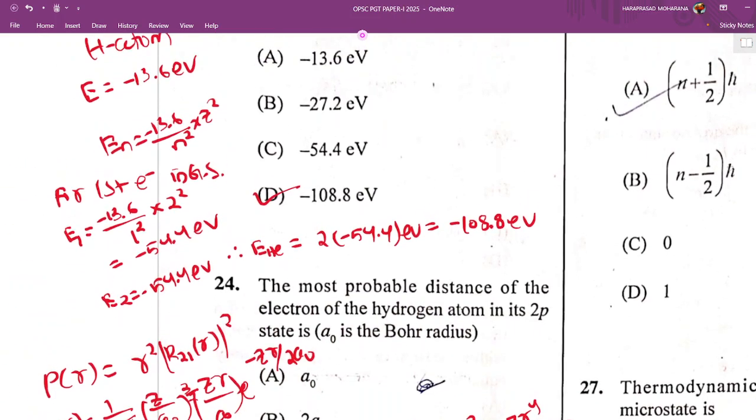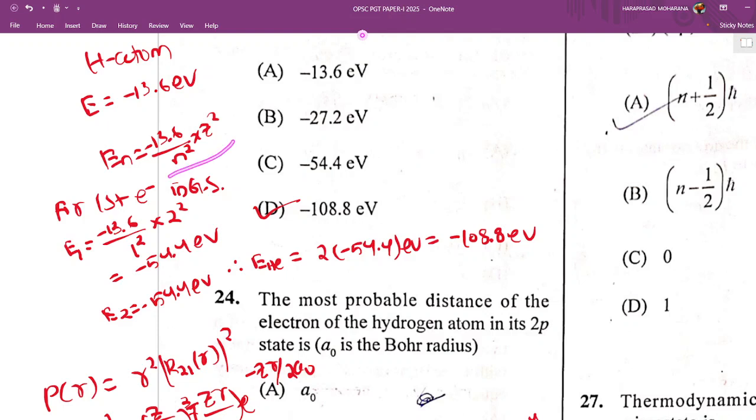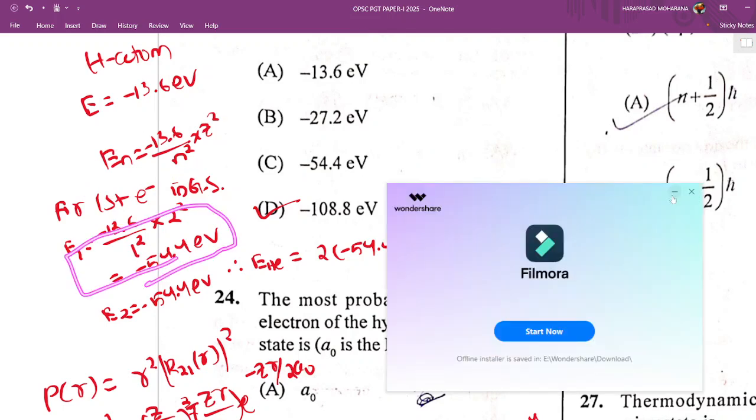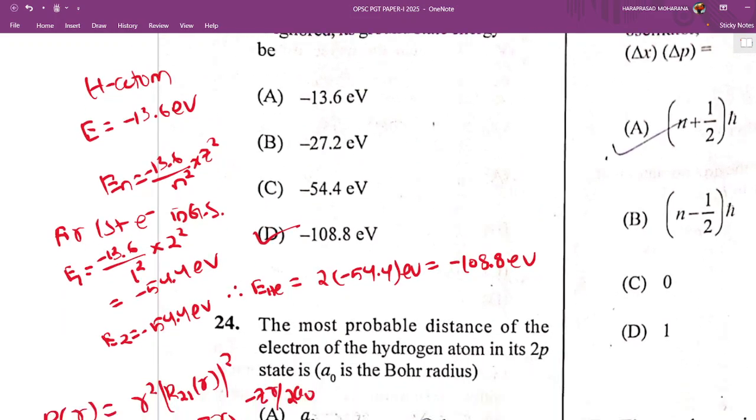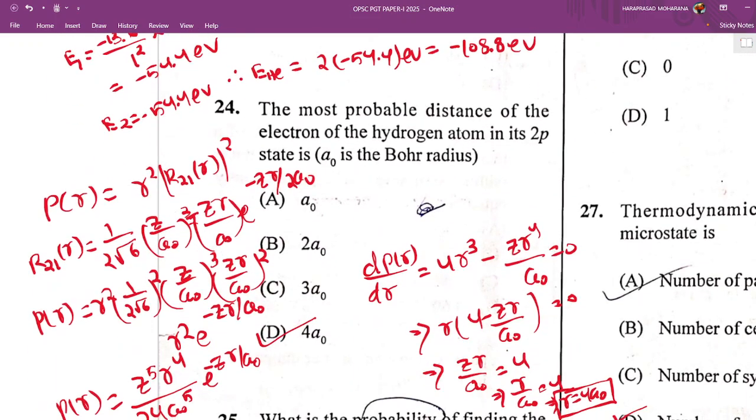Here I have solved this. Minus 13.6 divided by n square into Z square, and in place of Z I have put 2, with 1 being the electron. So E1 will be minus 54.4 electron volt. Sorry for the disturbance. Now E2 will similarly be minus 54.4 electron volt. So the total energy for the helium atom will be 2 into minus 54.4 electron volt, that is minus 108.8 electron volt. So the correct option is D. Now move to the next question.